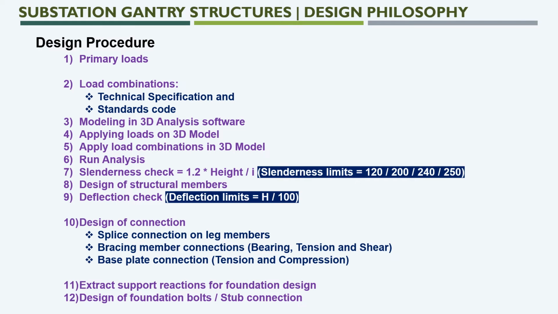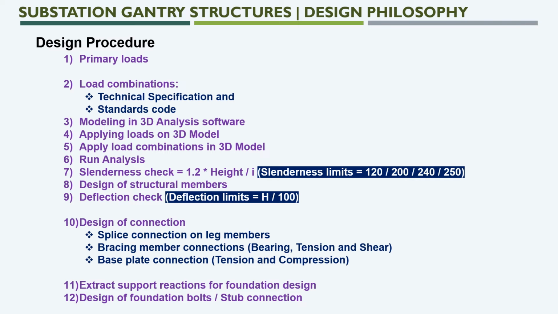Next one is load combinations. Generally this is to be followed as per technical specification or any consultant-provided input or standard codes. After calculating these two, we need to model it in 3D analysis software, applying the calculated primary loads in the 3D model which we had prepared, apply the load combinations in the 3D model, and run the analysis. Before assigning the member size, we need to check slenderness.